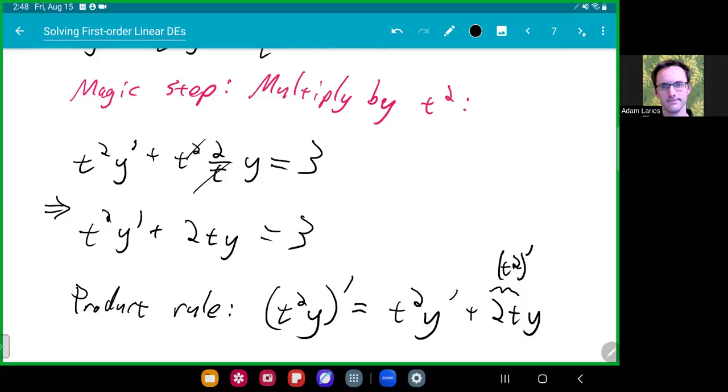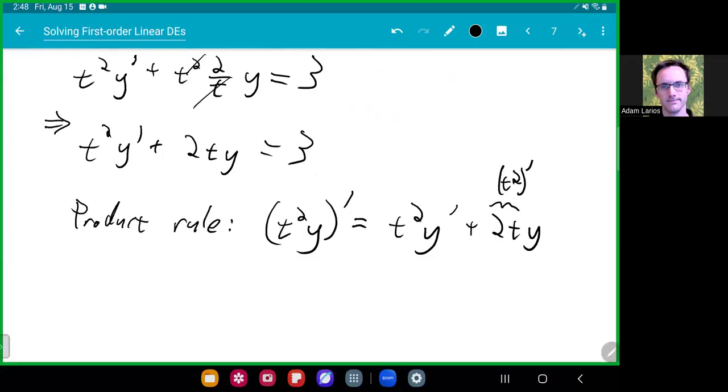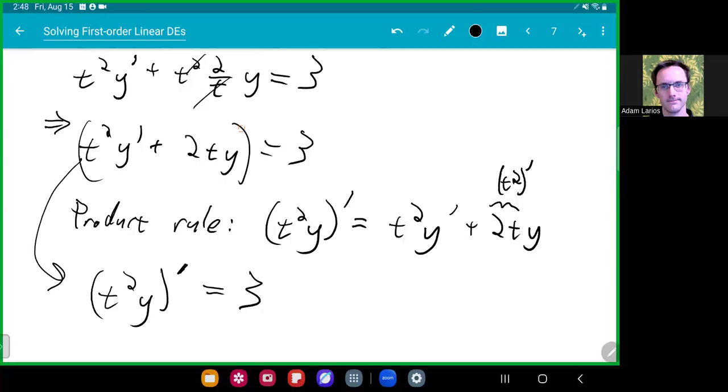prime. So by the product rule, this on the left-hand side is what's called a total derivative. That is, it's just a derivative of a function, t squared y. Remember that y is unknown. It's an unknown function of t here. We can't do much with it at this point. But we can do something with t squared y. T squared y prime is equal to 3. So we're basically using the product rule on the left-hand side in reverse.